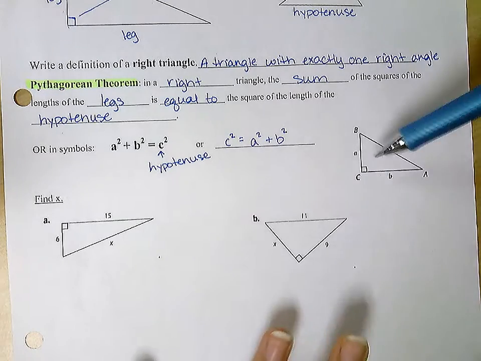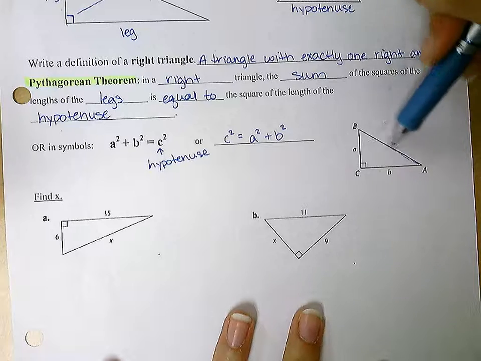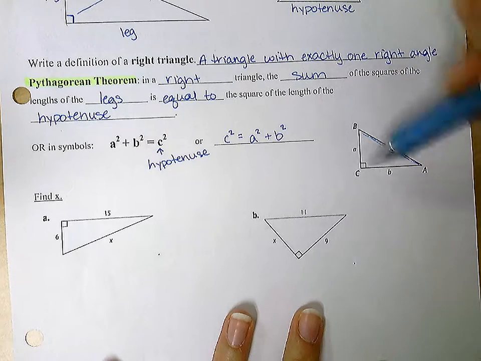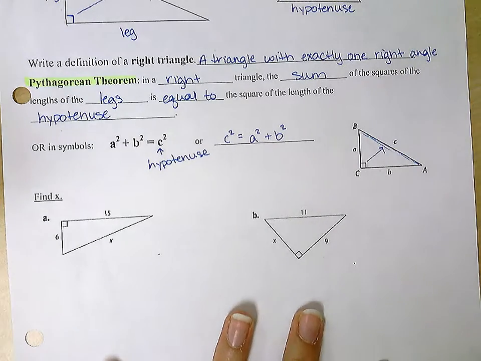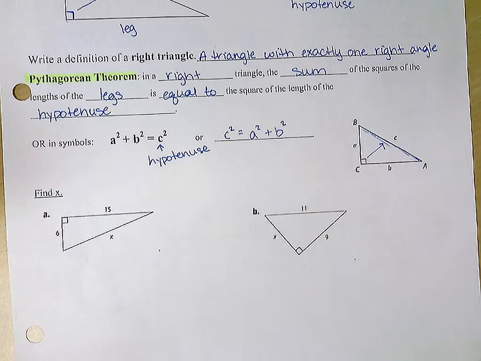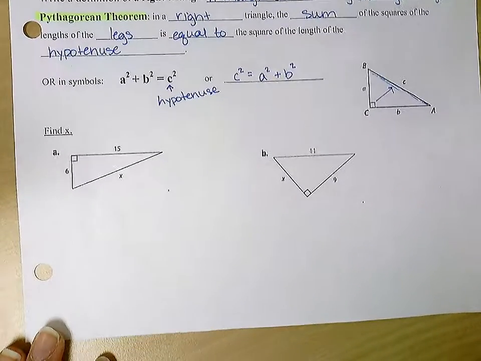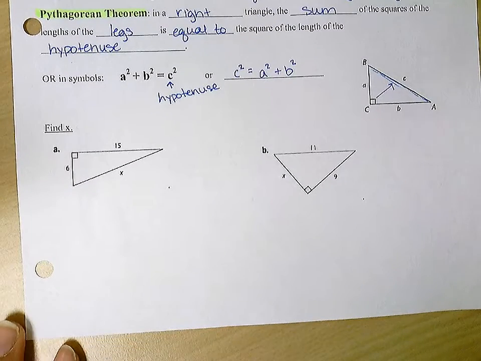You can see them labeled over here in this triangle. We have c on this side, that is the longest side. It is across from that 90-degree angle, so it is the hypotenuse. A and B you can interchange, so it doesn't matter which leg you start with for A and B. So we are going to do an example, but do you guys have any questions before I start?